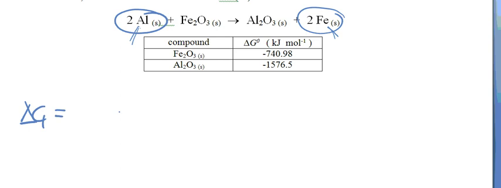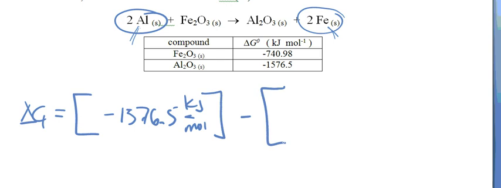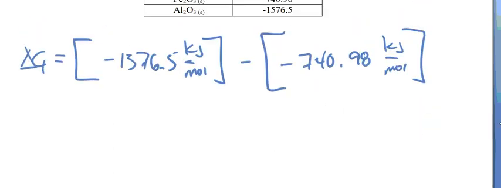So our delta G, so again, products minus reactants, we have aluminum oxide. We have one of those, so it's a negative 1576.5, and again, kilojoules per mole. And then we'll subtract it from our iron oxide, well, our iron 3 oxide in this case, and that's a negative 740.98 kilojoules per mole. Okay. And when we go and calculate this out, do that real quick. So a negative 1576.5 minus a negative 740.98. And kind of ironically, we get another negative value.